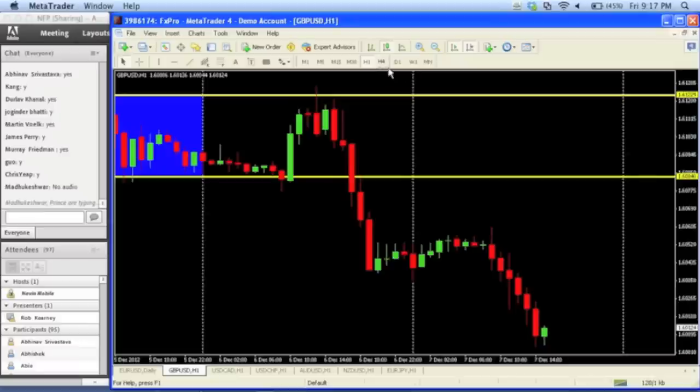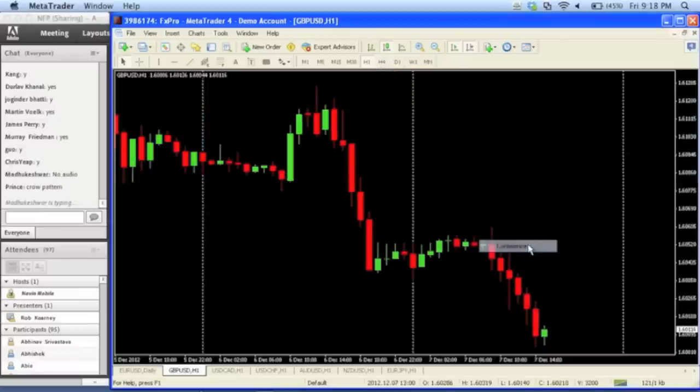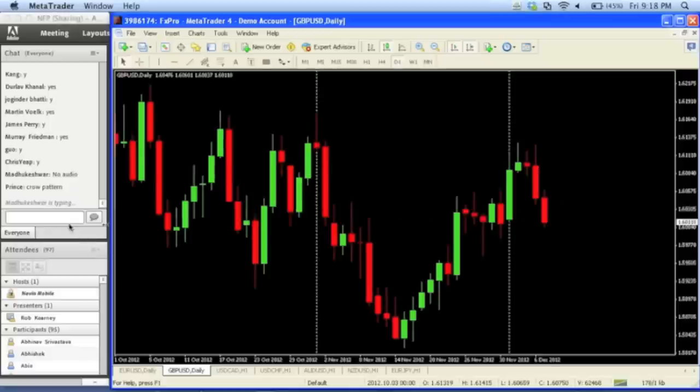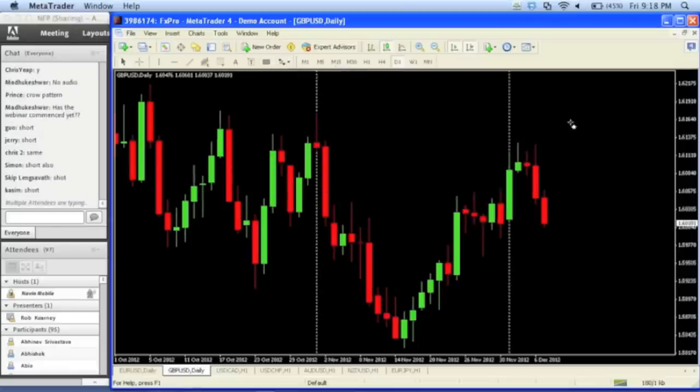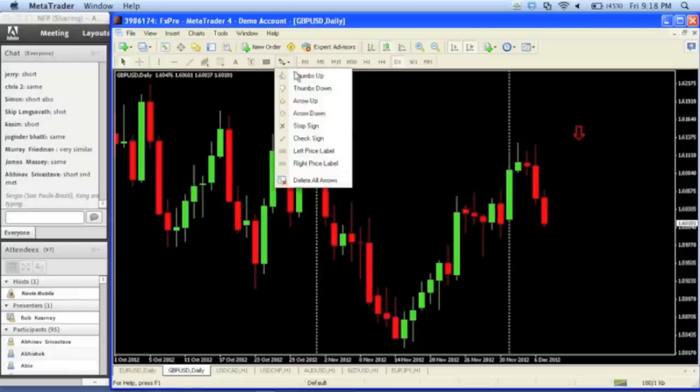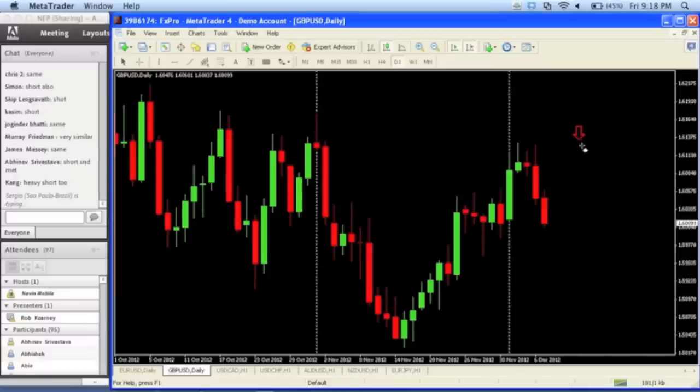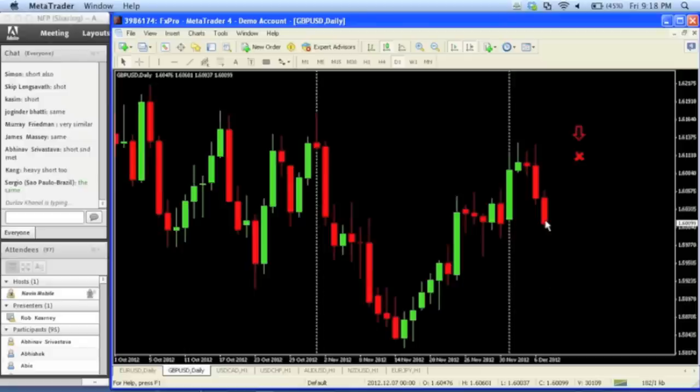Now, let's go on to pound. What do we know about pound? Daily chart. Same thing, we have a short. We have no idea if it will continue short. All we know is that it is short and it has gone short. Will it continue further?